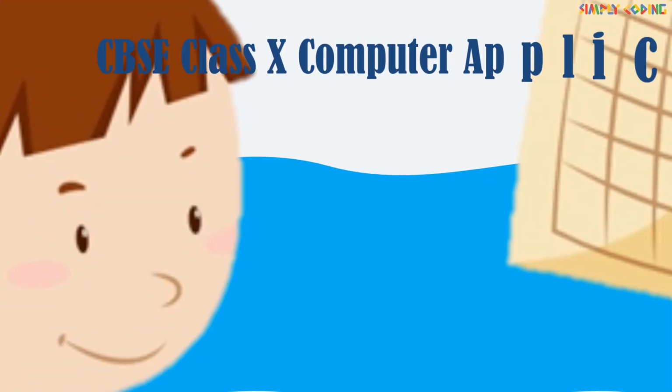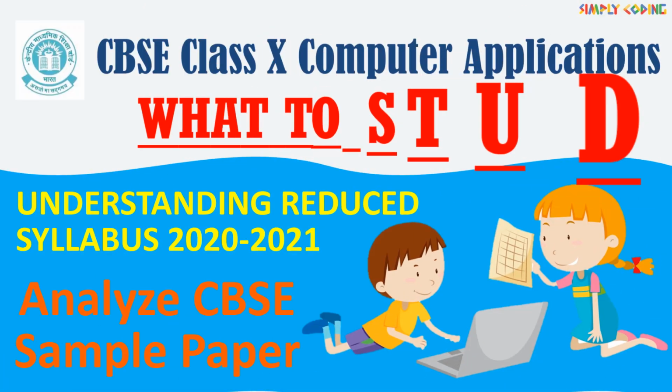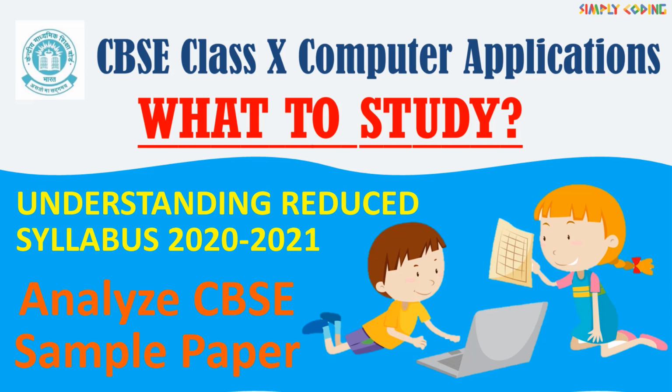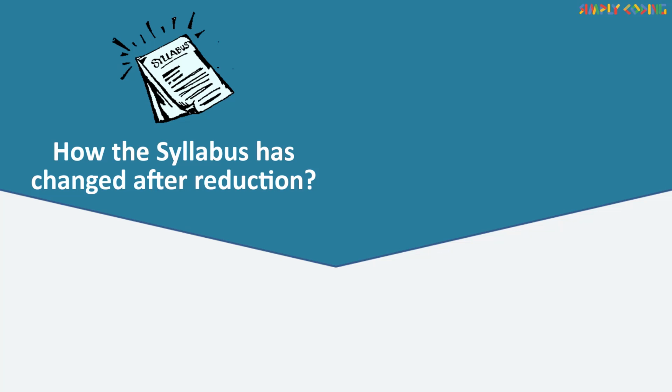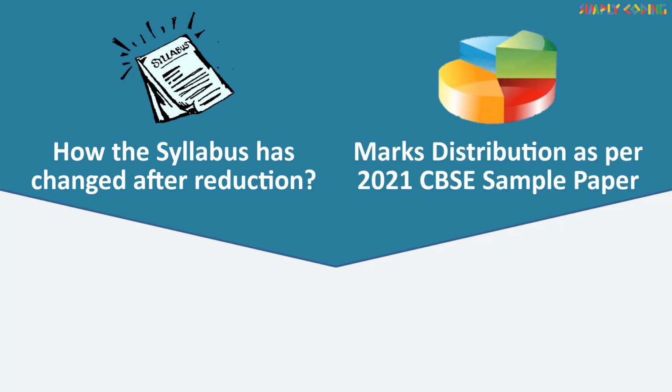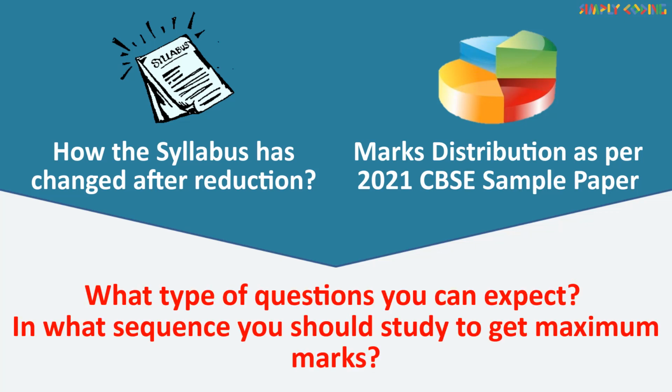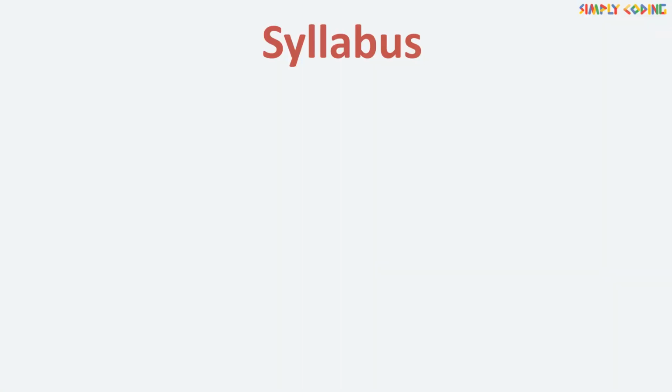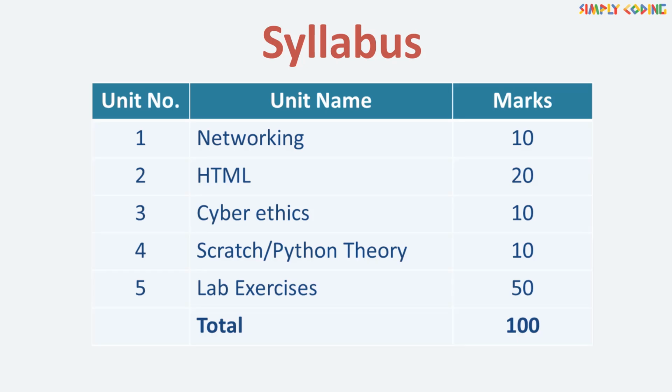Hello. As the time for board exams comes near, let's understand how to study for computer application subject. What we will see is how the syllabus has changed after reduction by CBSE board. As per sample paper issued by CBSE, what is the marks distribution across units? Based upon this, what type of questions you can expect and in what sequence you should study to get maximum marks. Let's first start by seeing how the syllabus has reduced.